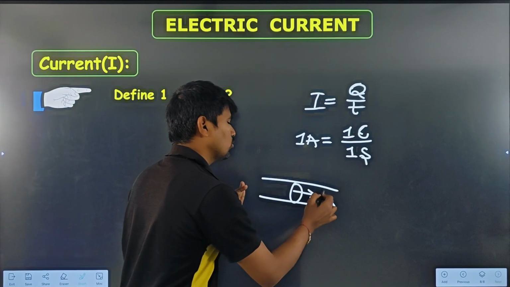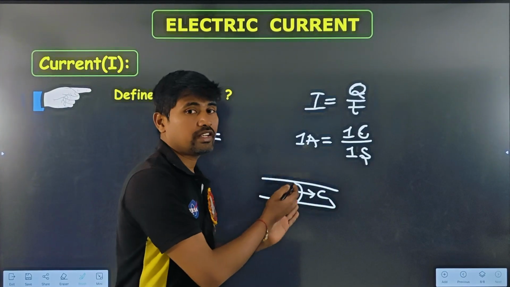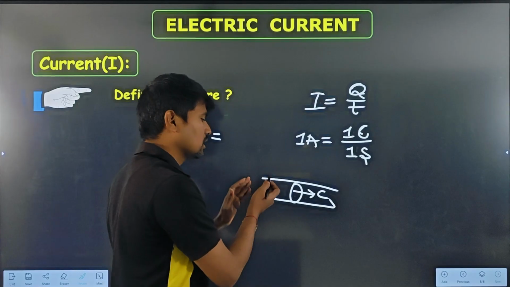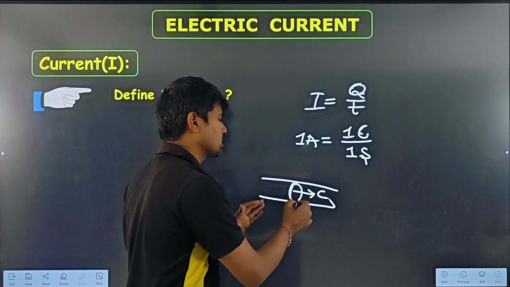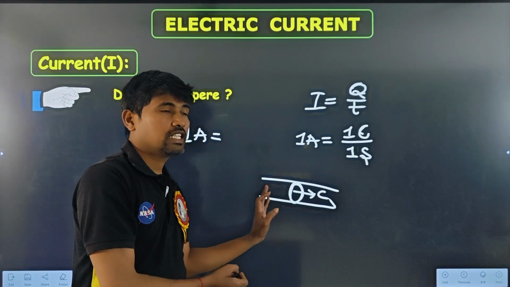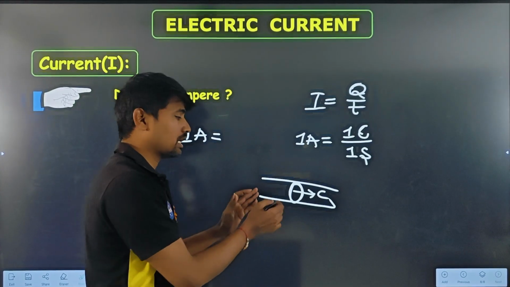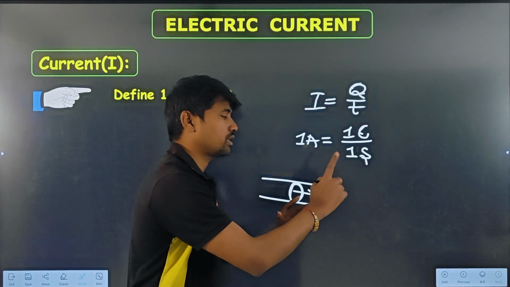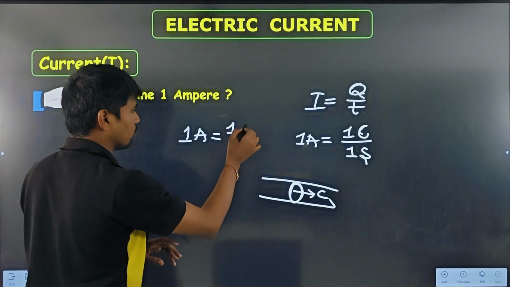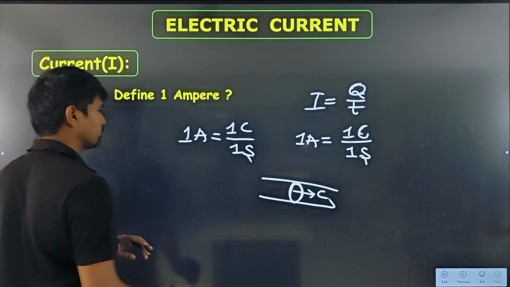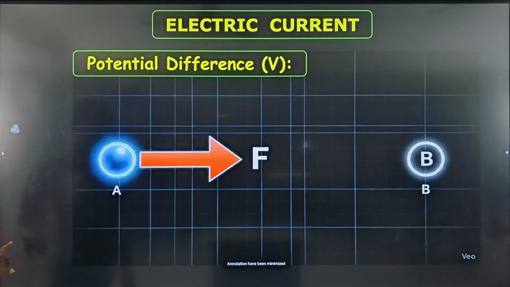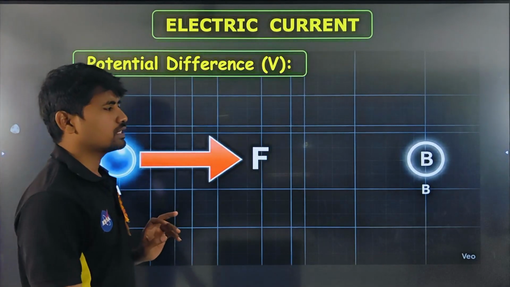If 1 coulomb of charge, which we already discussed is 6.625 into 10 to the power of 18 electrons, crosses a unit cross section area in 1 second, then it is said to be 1 ampere current. I hope you understood, children. 1 coulomb by 1 second, right? So remember this.